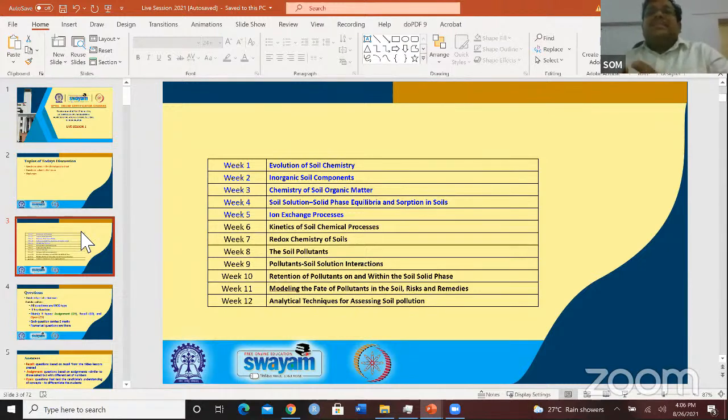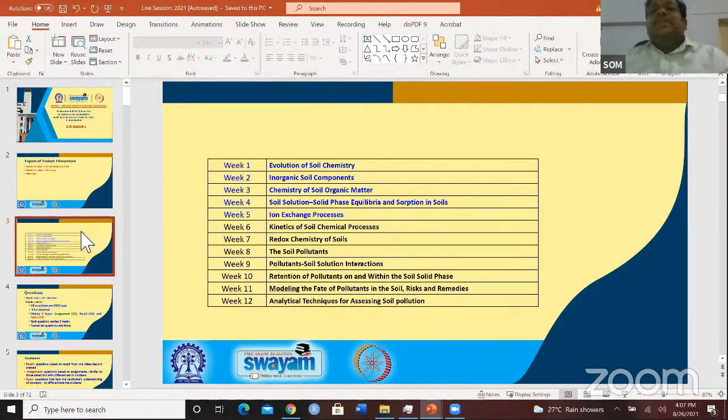In the fourth week, we discussed the soil solution, solid phase equilibria, and sorption in soils. Inner sphere complex and outer sphere complex we discussed. Then in week 5, we discussed cation capacity, also anion capacity, and different numerical problems related to cation capacity, how to calculate and estimate the cation capacity of the soil, and the different methods of its estimation.